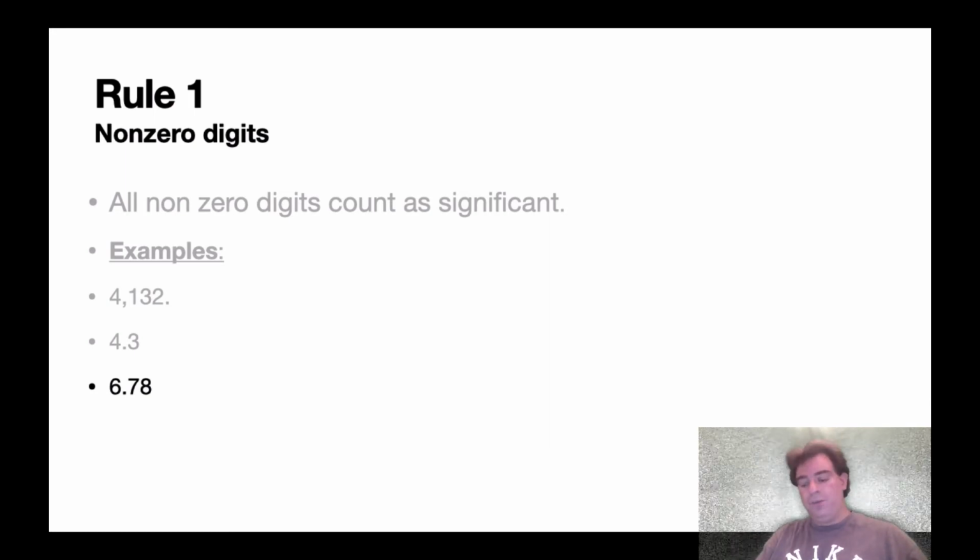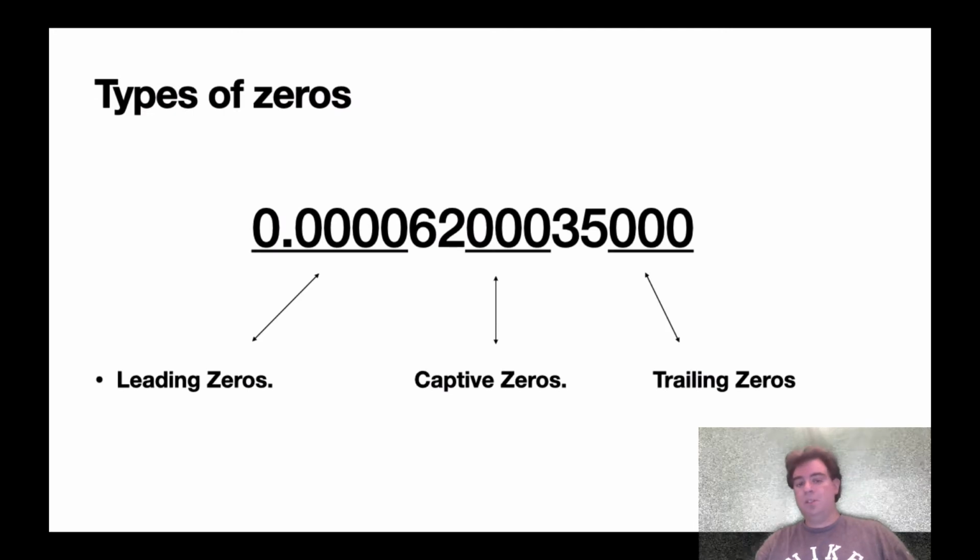Rules 2, 3, and 4 have to deal with the zeros and the different types of zeros that we have. Believe it or not, not all zeros are created equal. There are different zeros based on their placement value. We have leading zeros, captive zeros, and trailing zeros. So let's look at the first one, leading zeros. As you can see over here, the first zeros that you see in this particular number are called leading zeros. They are immediately to the left of the first non-zero digit that you see. In this case, it is the 6. So everything to the left of the 6 is going to be leading zeros.